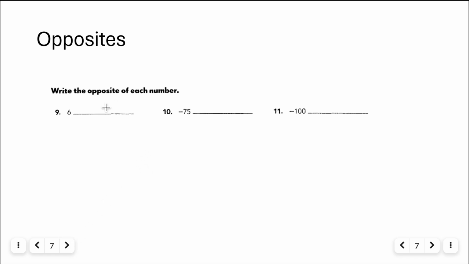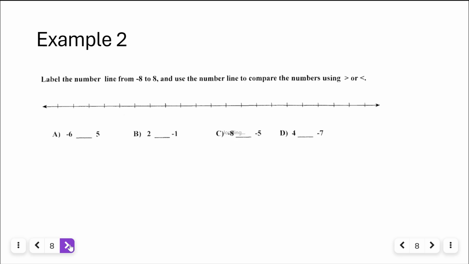All right. Opposites. What are the opposites of these numbers? The opposite of 6 is -6. The opposite of -75 is +75. The opposite of -100 is +100. The words opposite and reciprocal are confused a lot. Reciprocal means you take a fraction and flip it upside down. Opposite means take a number and change its sign from positive to negative or negative to positive. Make sure that you understand the difference between opposite and reciprocal, because they have two different meanings.